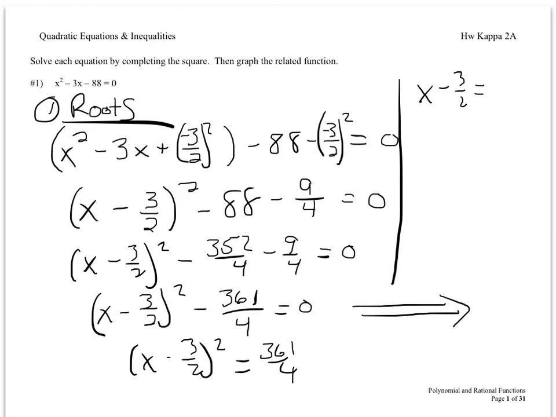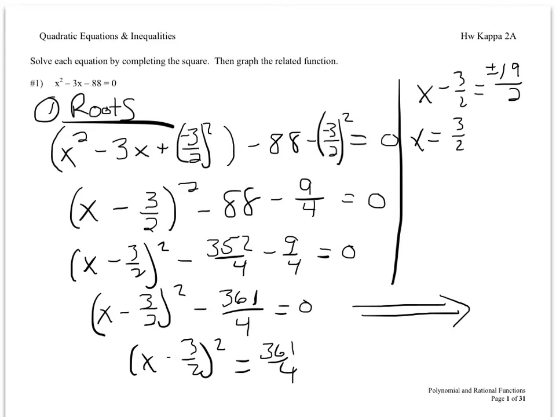Let me see what that is with the calculator. It's 19, and the square root of 4 is 2. If you simplify that more, 19 divided by 2 is 9.5. Well, let's just leave it as 19 over 2. And when you do square roots, you do plus or minus. So it's plus or minus 19 over 2.